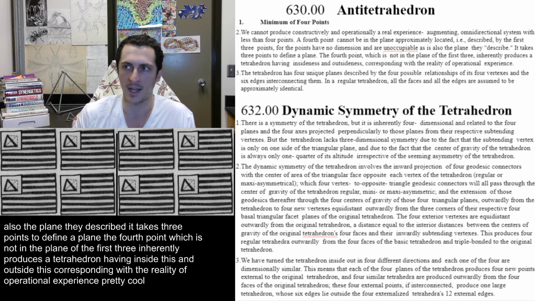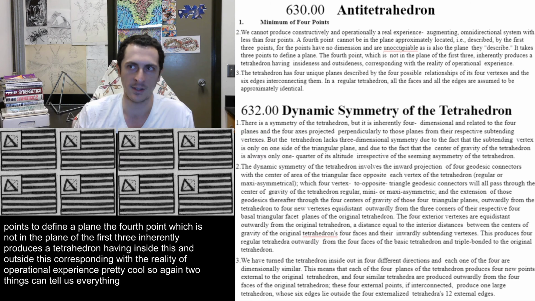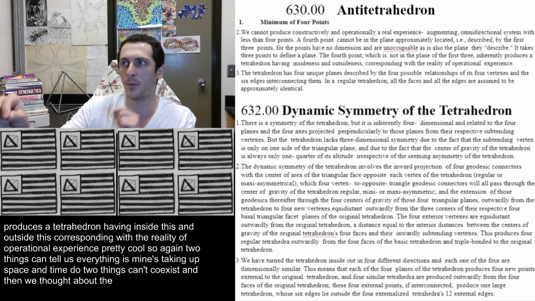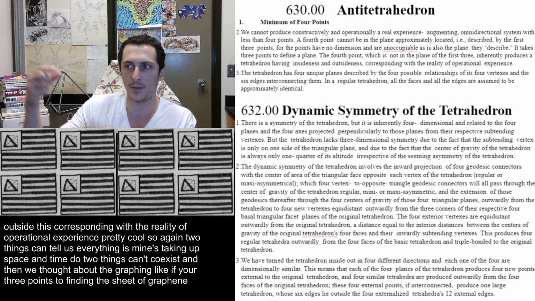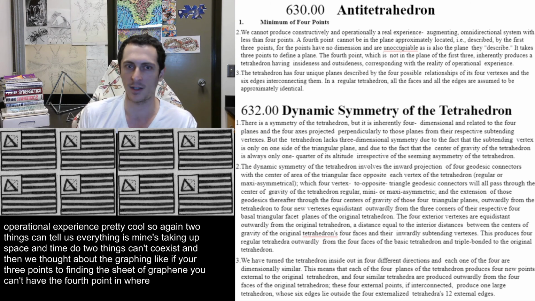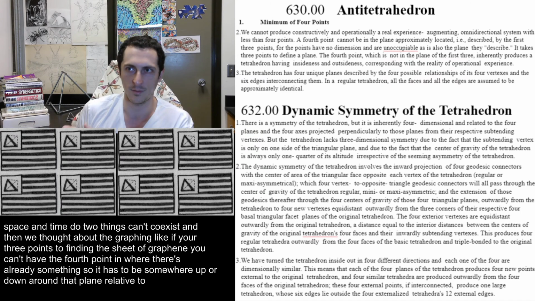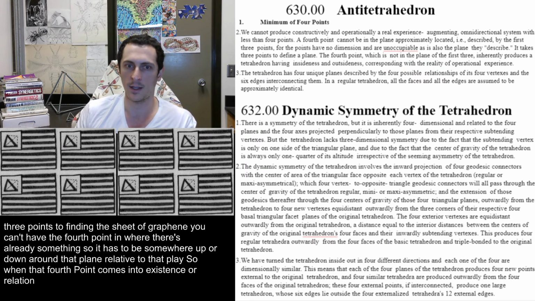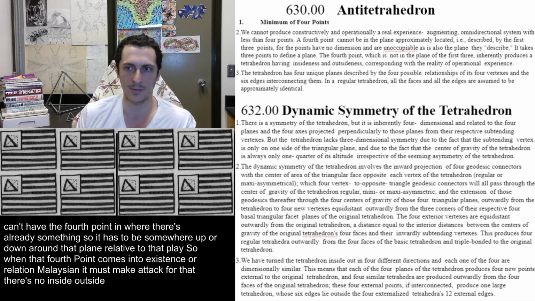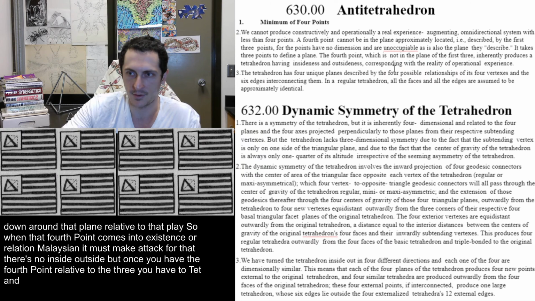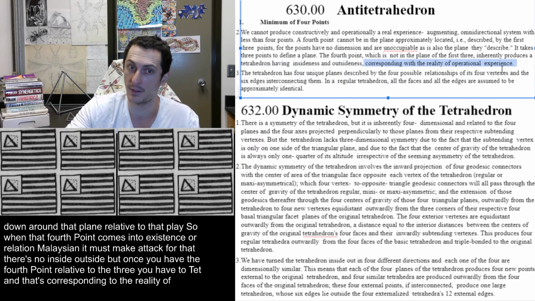Pretty cool. So again, two things can't coexist. Everything is lines taking up space and time. And then we thought about the graphene. Like if you had 3 points defining the sheet of graphene, you can't have the fourth point where there's already something. So it has to be somewhere up or down relative to that plane. So when that fourth point comes into existence or relation, it must make a tet. Before that, there's no inside and outside. But once you have the fourth point relative to the three, you have the tet. And that's corresponding to the reality of operational experience.